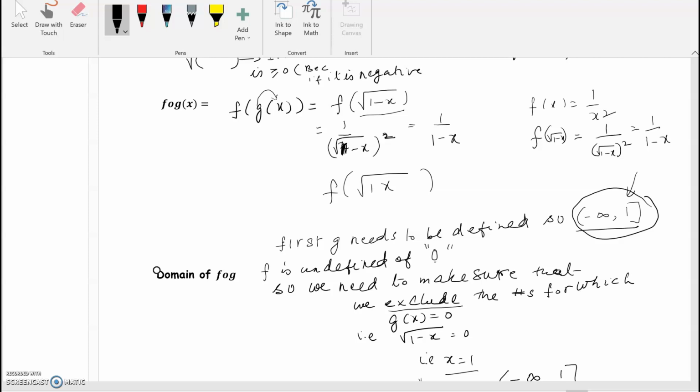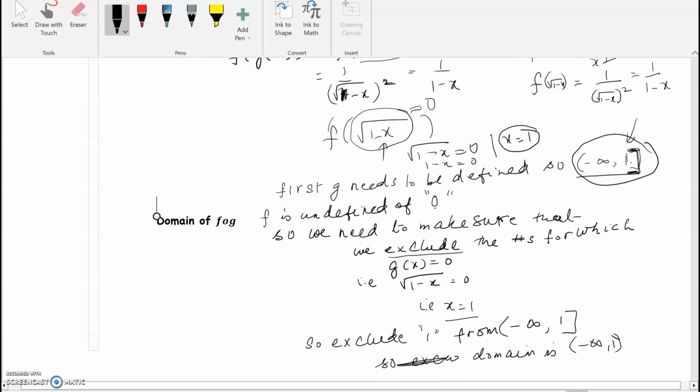So therefore, if g of x, which is this, is equal to 0, then f is not going to be defined there. So let's see when this happens. Let's square both sides to get 0, which means x equals 1, right? So when x is equal to 1, g of x will be 0. If you apply f to 0, then it's undefined. So therefore, what we need to throw out of negative infinity to 1 is the number 1. So this says that 1 is included. All we need to make sure is 1 is not included, right? So we need to throw 1 out of the domain. And this is how we get the domain of the composite function.